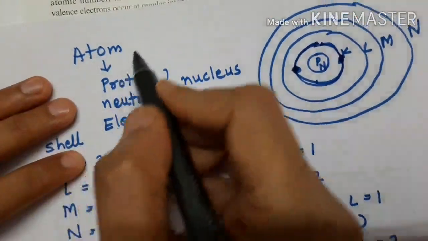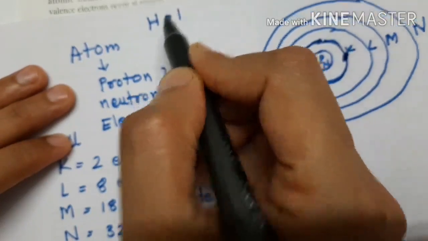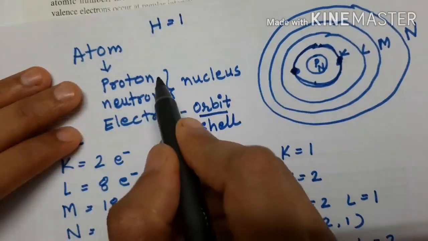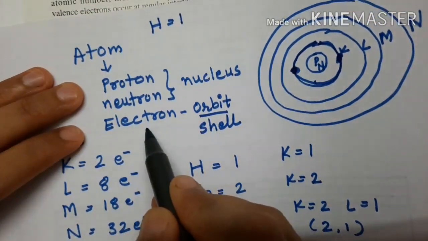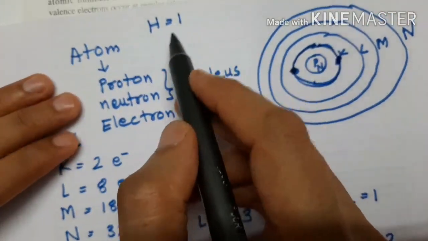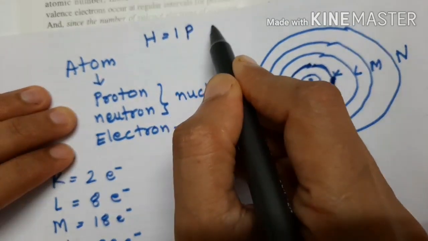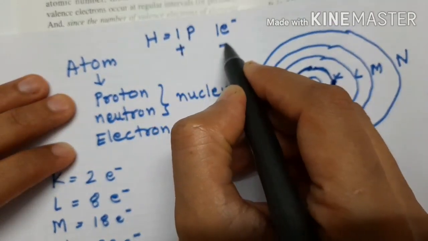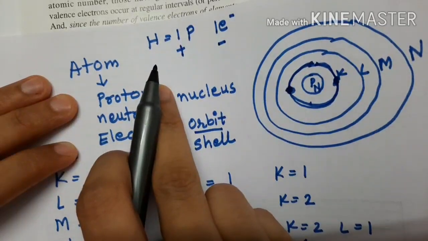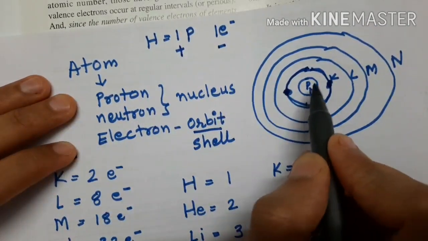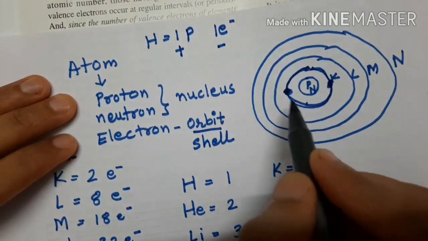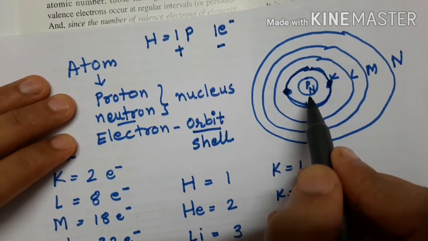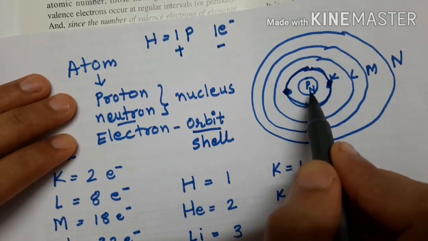Because all atoms, like hydrogen, have 1 proton. And remember, students, the number of protons is always equal to the number of electrons. Hydrogen has 1 proton, so it also has 1 electron. Proton has a positive charge and electron has a negative charge, so to balance both of them, the proton is present in the nucleus and the electron in the orbit. Neutron is also present in the nucleus and has no charge. Neutron is neutral, that's why it is known as a neutron.